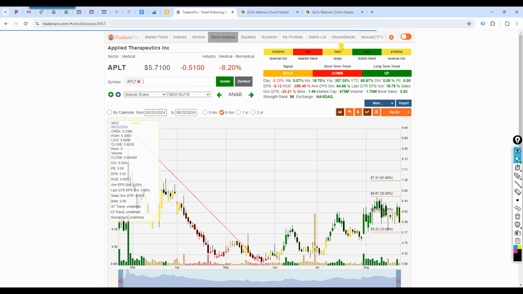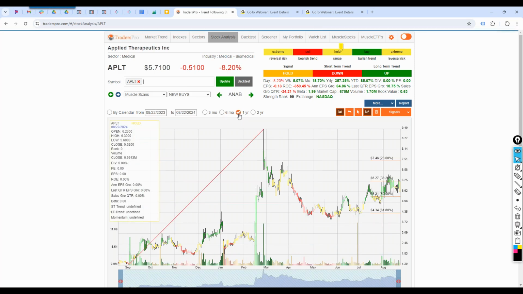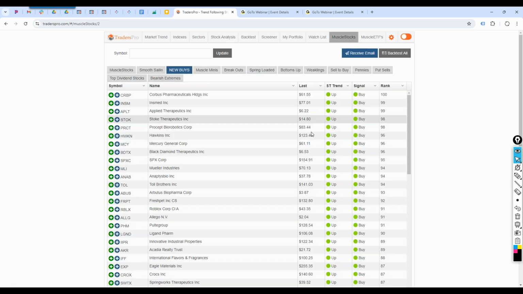APLT is actually an interesting example as well, because this is another one that was really traded back this last year, moved higher, retraced back down, and it's kind of working its way back up. But there have been other stocks along the way in those overall uptrends.